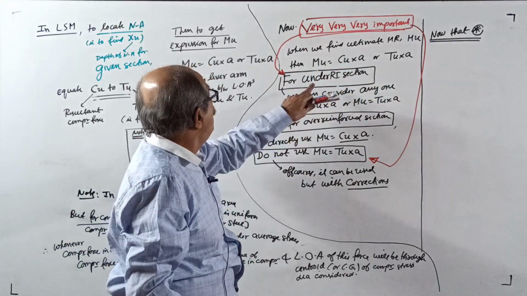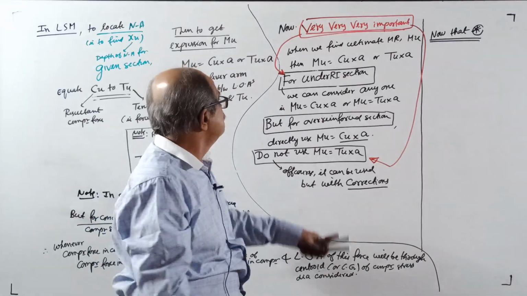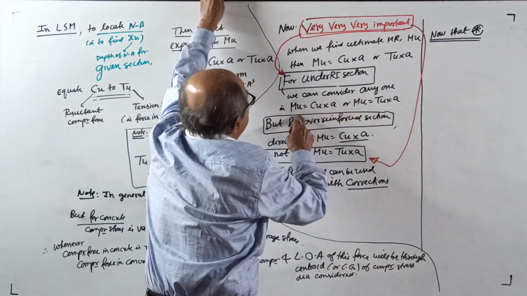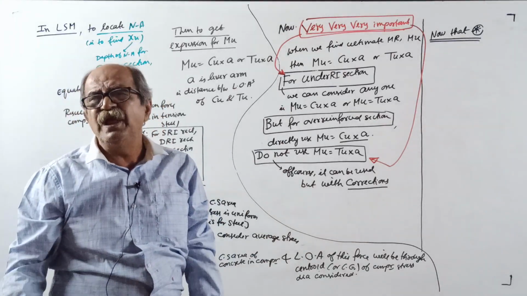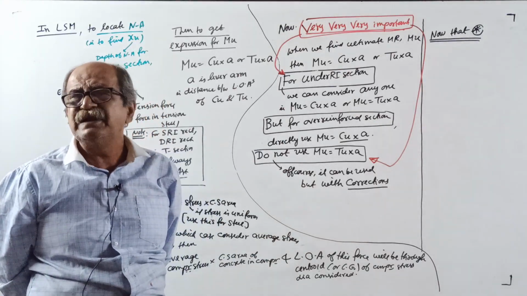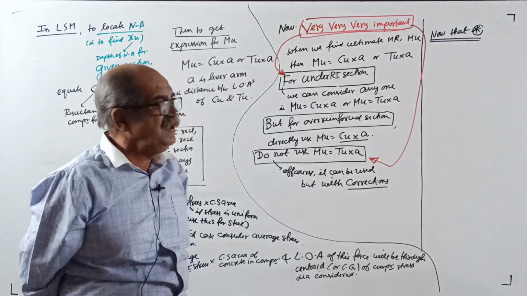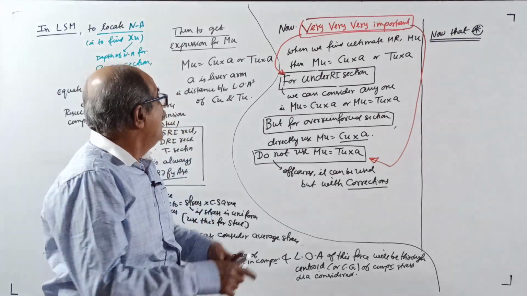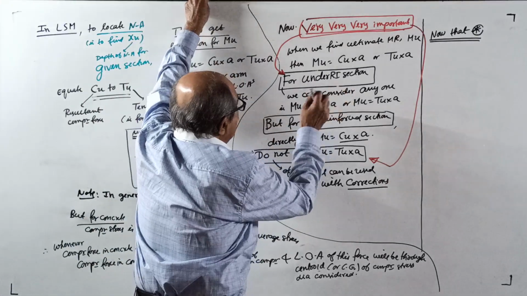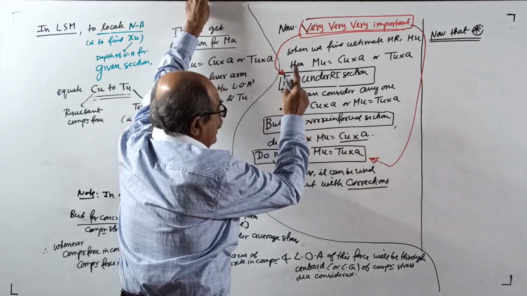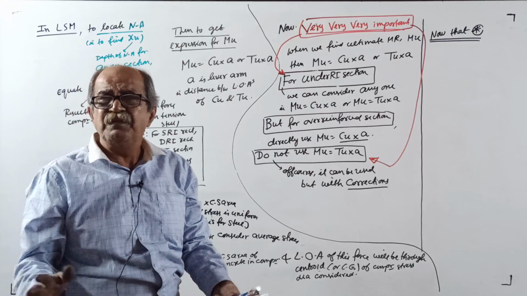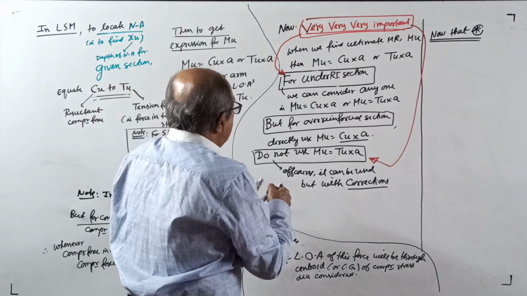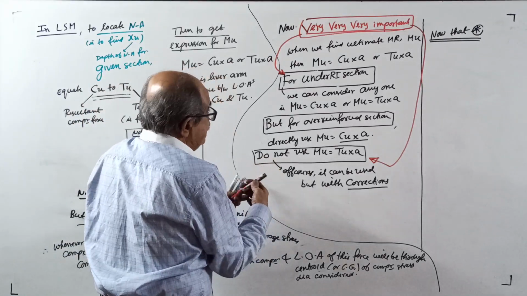Okay, now, for under reinforced section, we can consider any one of them. You can consider MU equals CU into A or TU into A. Whatever you want, you can consider. Both will give the same answer. Remember, only for under reinforced section, we can consider MU equals, if you want, CU into A or TU into A. Both are same, no problem. But for over reinforced section, danger.